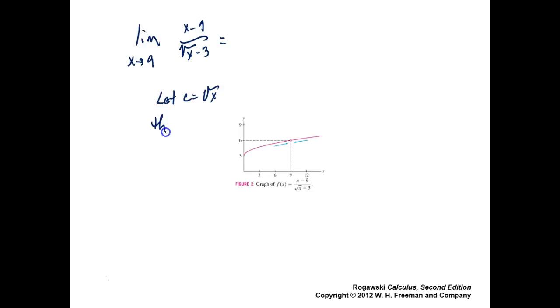Let's do a new variable. How do we get this to be an x rather than a square root? Square it, so C squared is equal to x. Would you agree with that? Okay, now let's plug that in. C squared minus 9 over C minus 3.